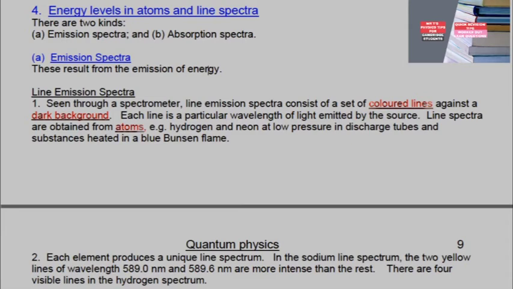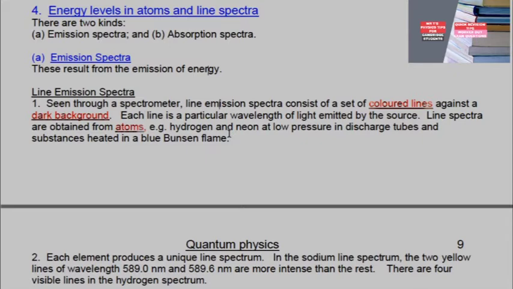In this video, we're going to look at energy levels in atoms and line spectra. There are two kinds of spectra, that is emission spectra and absorption spectra. Emission spectra result from emission of energy. The line emission spectrum reveals colored lines against a dark background. So we can just say bright lines on a dark background. Each line is a particular wavelength of light emitted by the source.